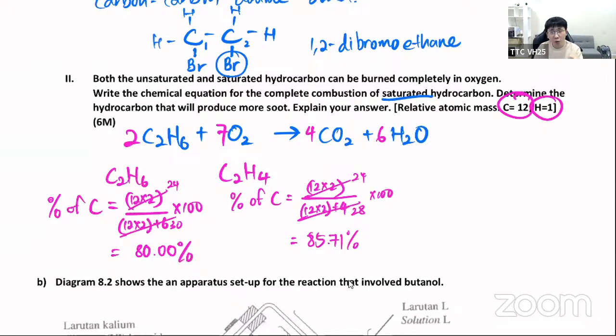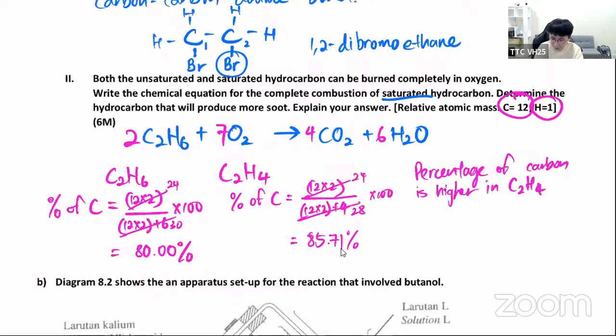So according to this calculation, which gives you more black smoke? Black smoke depends on how many percent of your carbon. Higher percent, more carbon, more black smoke. So for the answer here, you can say that the percentage of carbon is higher in C2H4. So we can say C2H4 will produce more soot, more black smoke.